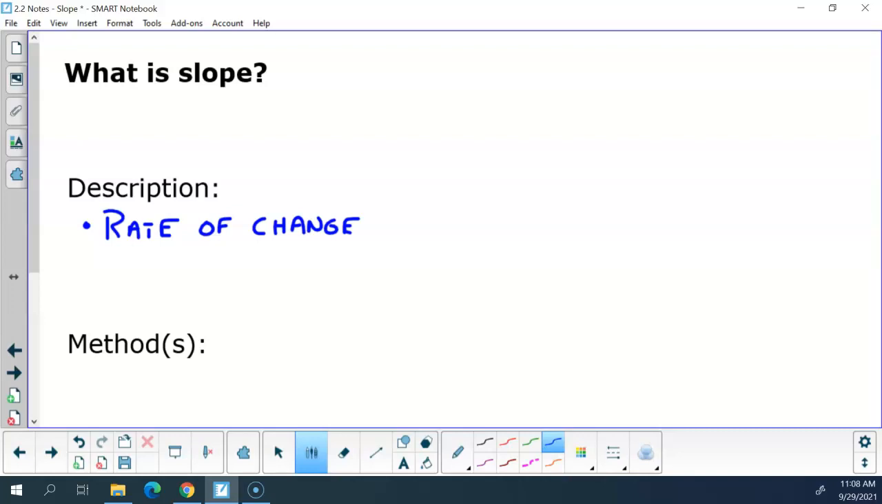Rate? No, because the rate doesn't actually change. Is it linear? Well, could be. So slope is found on what? It's on a line, right? What part of the line is it? All of it?